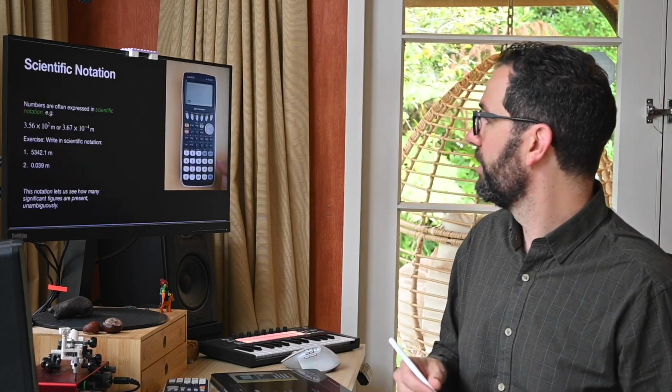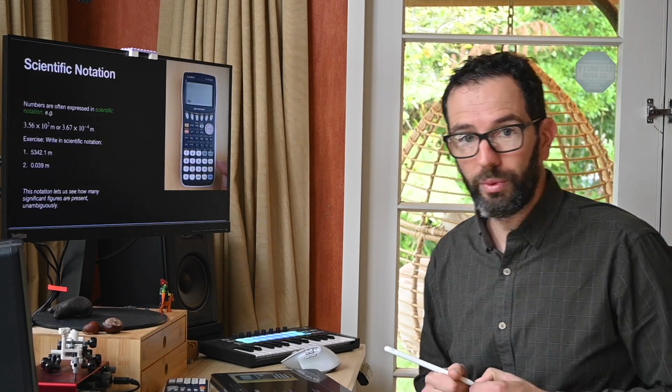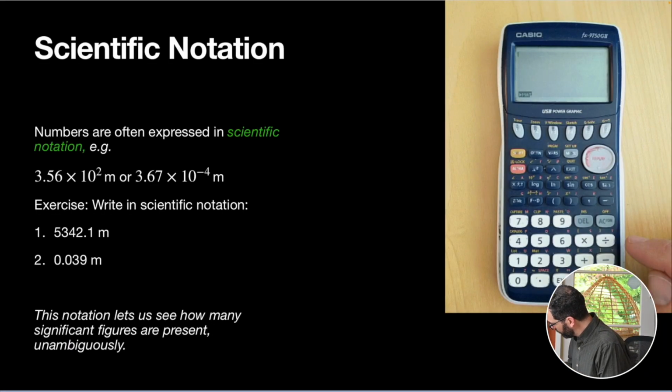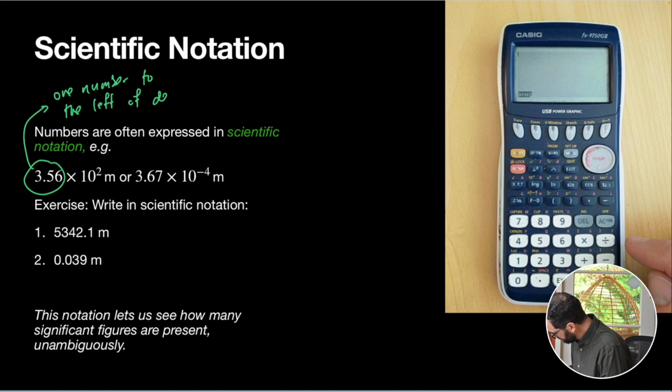Scientific notation is essentially the way that we tend to express numbers, especially if they're really small or really big. So an example would be something like 3.56 times 10 squared, or 3.67 times 10 to the power of negative 4. Note down a couple of features here. There is one number to the left of the decimal. We adjust it so that we have one number in this leading position. It's never going to be 0 point something.